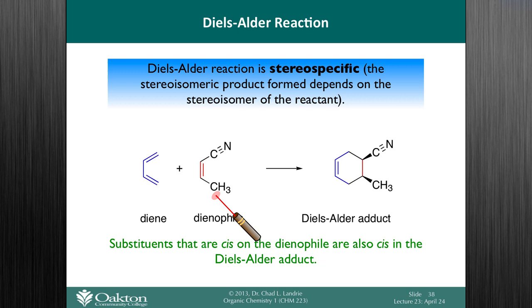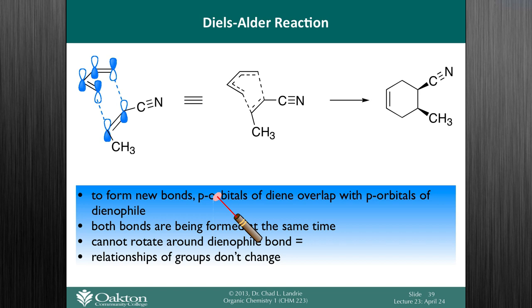The reason that a Diels-Alder reaction is stereospecific, again, is because it's concerted. These two sigma bonds are being formed at the same time. And they're being formed by overlap of the pi system of the alkene with the pi system of the diene. You can see that the p orbitals here have to overlap with the bottom lobes of the p orbitals of the diene here. Again, here's that transition state.